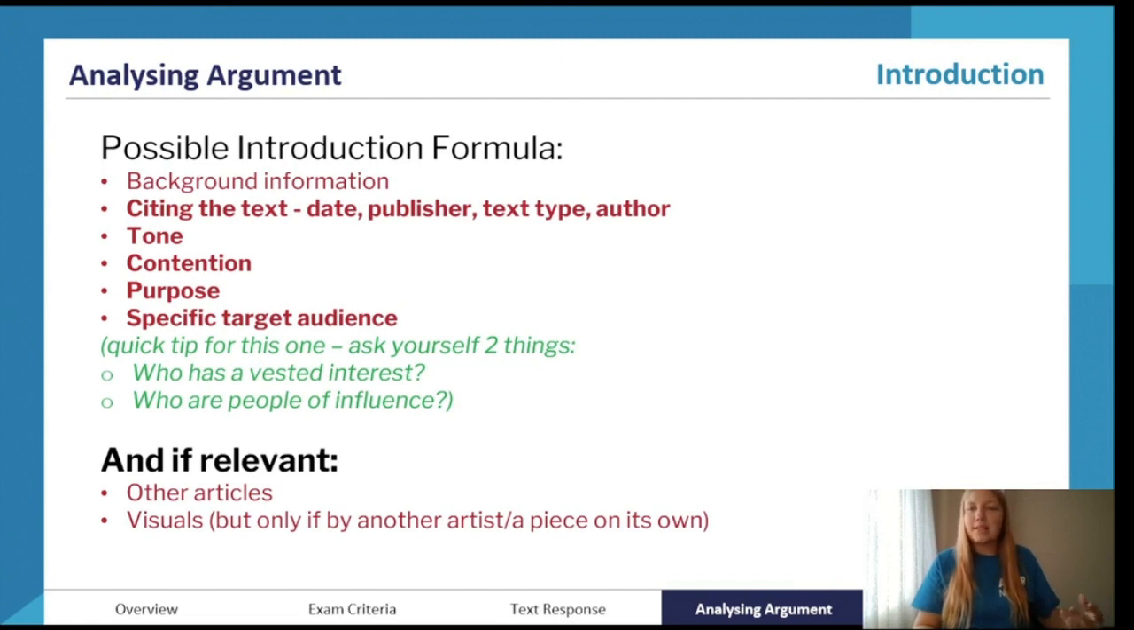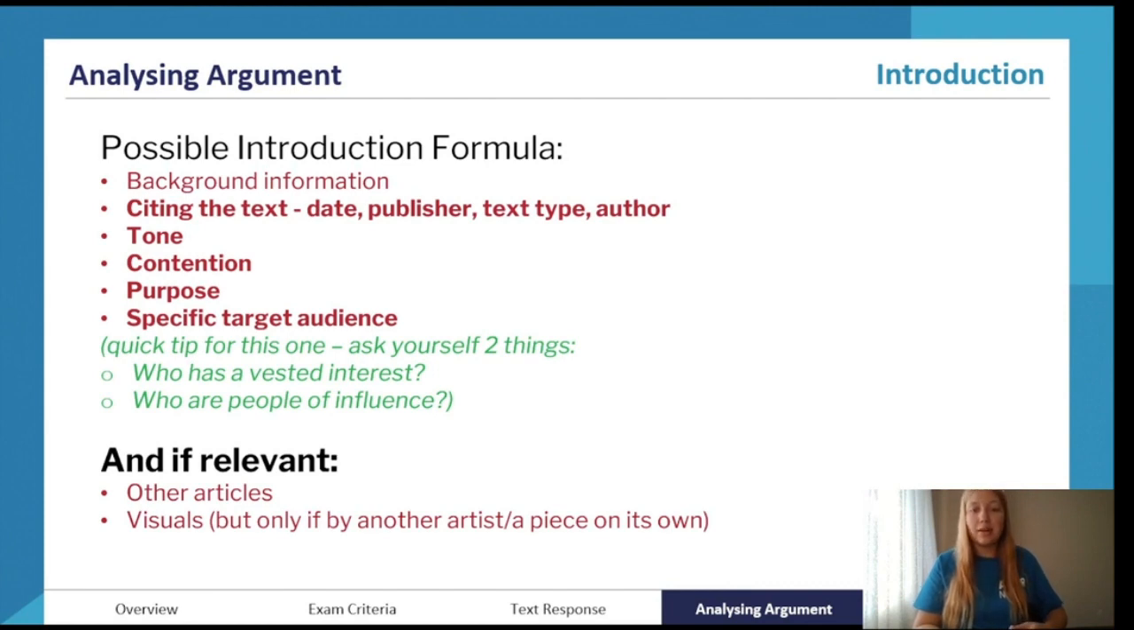So we saw from that contention formula that we can link that into our contention as the solution proposed. For finding the audience and making it very specific, which it has to be, ask yourself two things. Who has a vested interest in this issue? You might get some ideas from the publication details. Say, is it coming from a school newsletter? Well, who are the people that could be concerned by the issue? Maybe the parents of the school that read the newsletter.